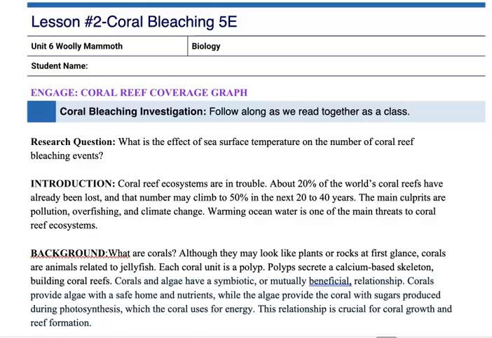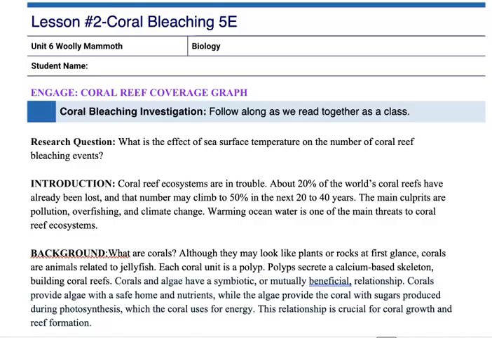Coral reef ecosystems are in trouble. About 20% of the world's coral reefs have already been lost, and that number may climb to 50% in the next 20 to 40 years. The main culprits are pollution, overfishing, and climate change. Warming ocean water is one of the main threats to coral reef ecosystems.